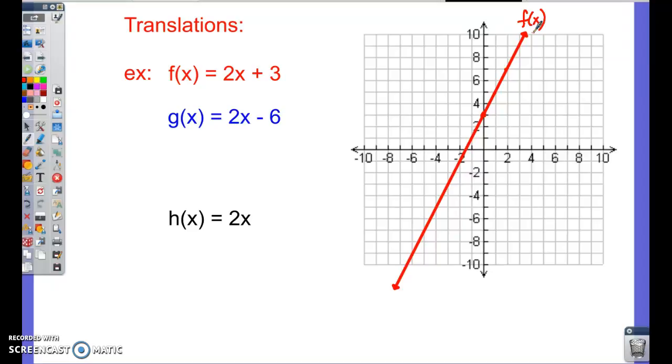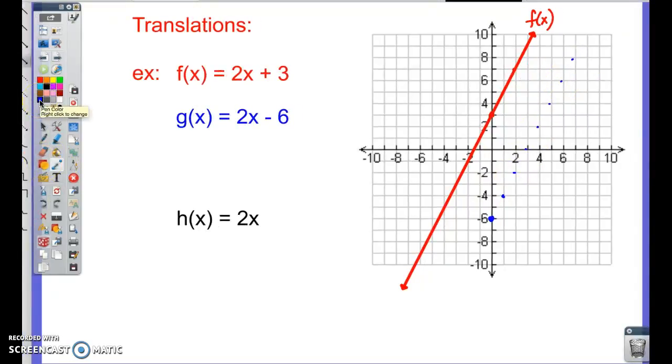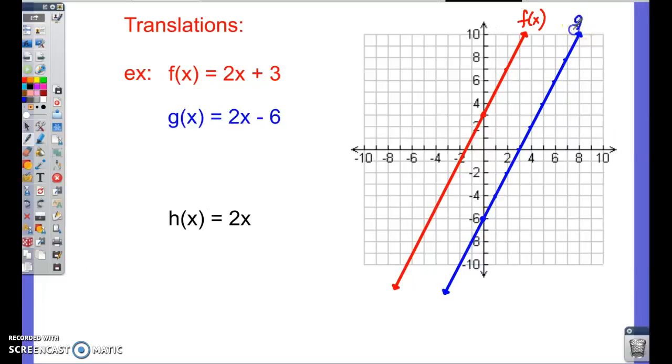And then we're going to graph g of x, and I'm going to do that in blue. We'll start down here with our y-intercept of -6, and again we'd go up 2 and over 1, up 2 and over 1, continuing to fill in the graph. I'll graph that line now. And if you take a look at what we have after I label it here, you'll notice we have the exact same line, except it was simply shifted down to a new y-intercept.